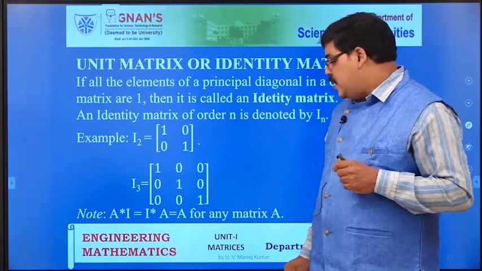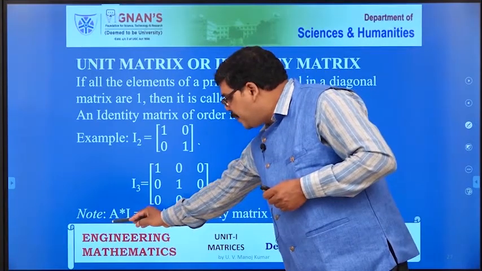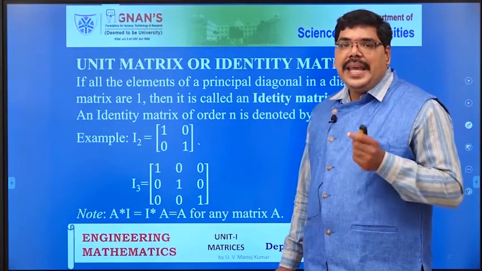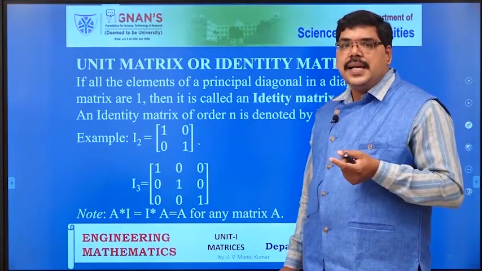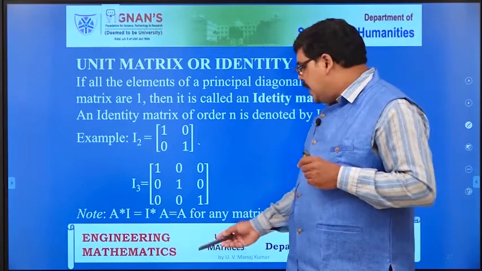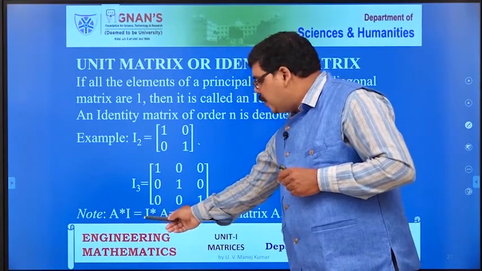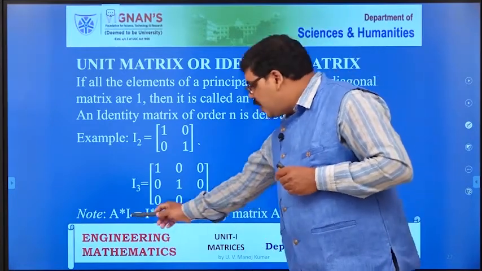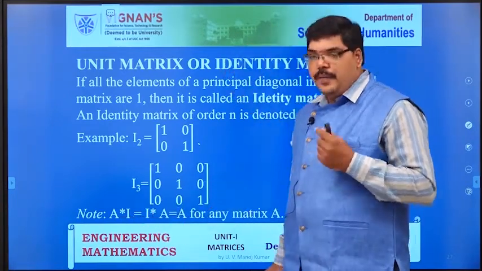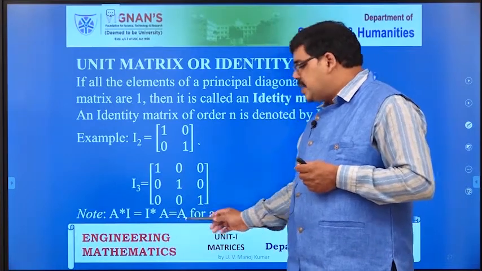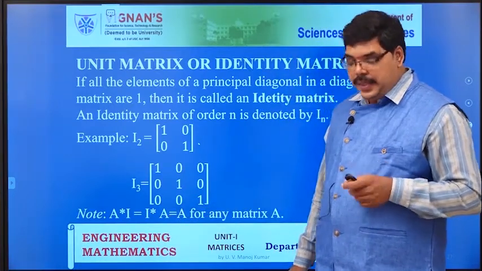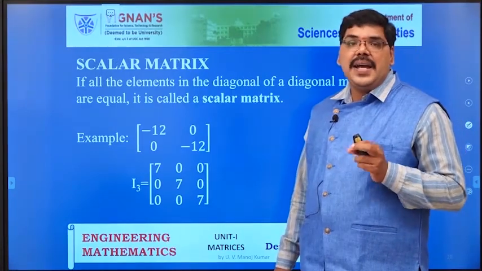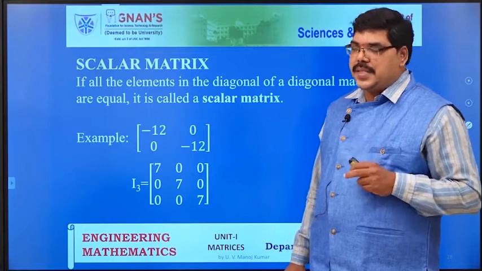What is the property satisfied by this matrix? It is important. For any matrix A, if you multiply A with the identity matrix, the result is A itself. See here, A into I equals I into A equals A. That means when you multiply A with I, or I with A, the result is matrix A only. So, the identity matrix is like 1 in numbers.